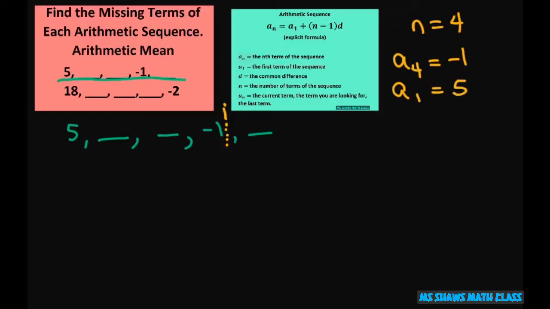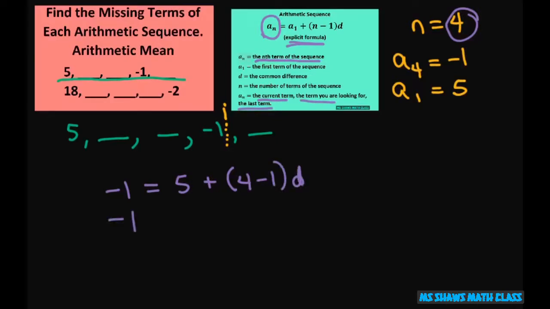Now, fill in your formula. So a sub 4 is negative 1. This just means your last term, or the term you're looking for. So it can be all of these. This formula is also known as the explicit formula, or the nth term of the sequence. So it's going to be negative 1 equals 5 plus n minus 1, so that's 4 minus 1 times d. So negative 1 equals 5 plus 3d.